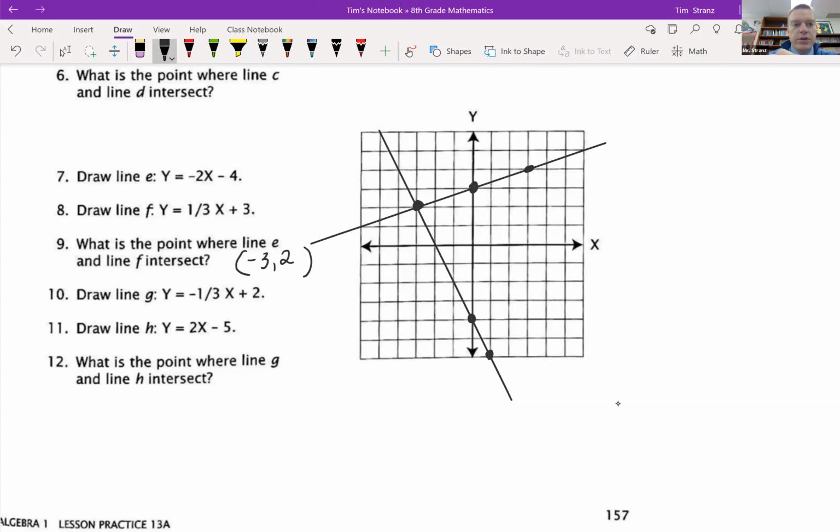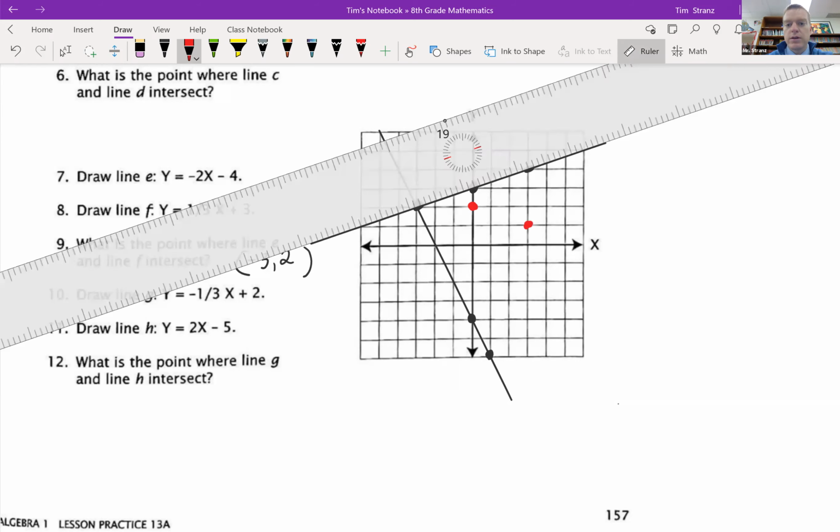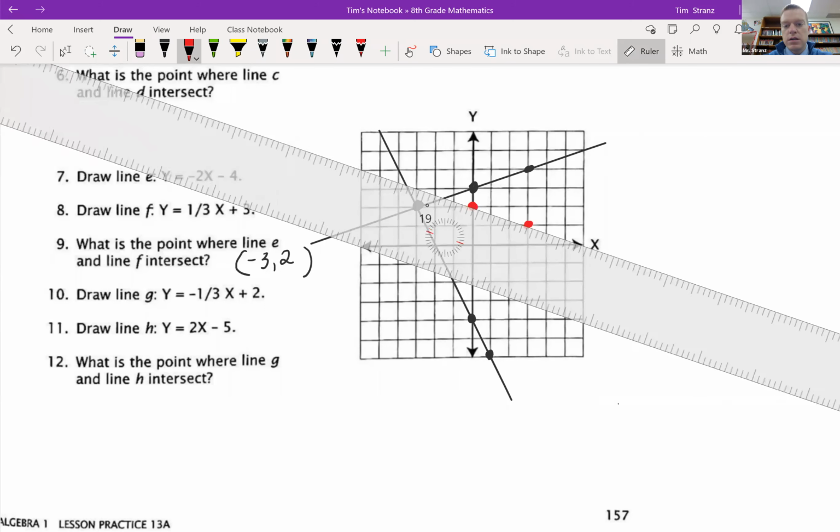I'm going to do the second line in red. So for number 10, draw line G. Y equals negative 1/3 x plus 2. So I'm going to have plus 2 as my y-intercept. And then my slope is a negative 1/3, so I'm going to go down 1 over 1, 2, 3 right here. I'm going to go ahead and draw that line.